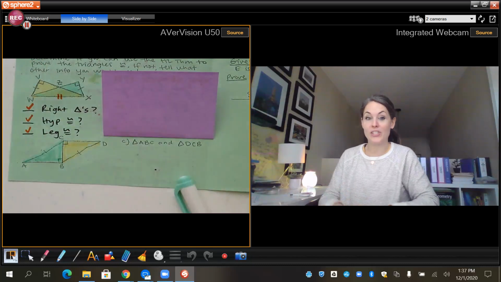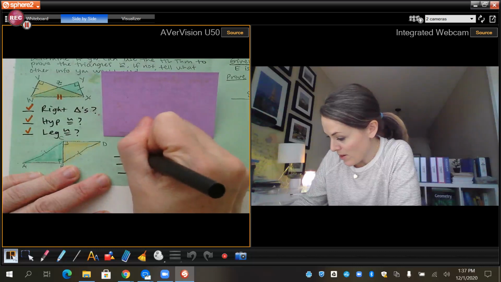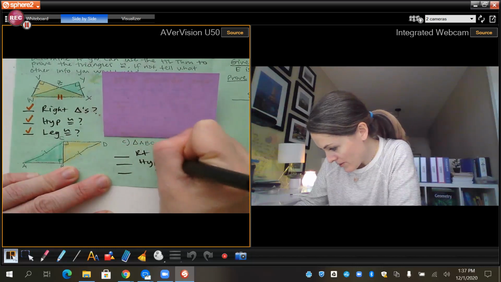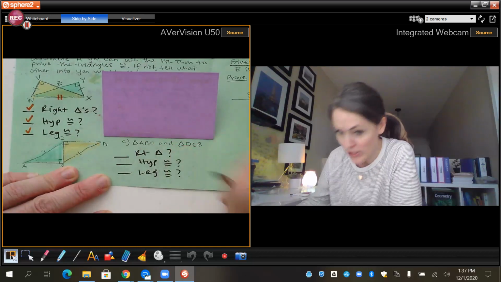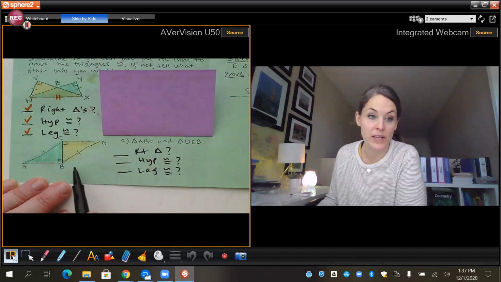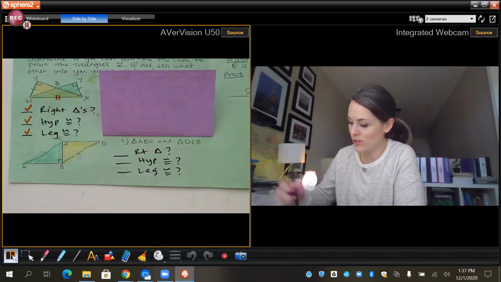Again, I would want my checklist of the 3 things. So right triangle? Hypotenuse congruent? Leg congruent? Okay, so here the right triangle is pretty easy to see because I just have the triangles here. They both have a right angle. So check.